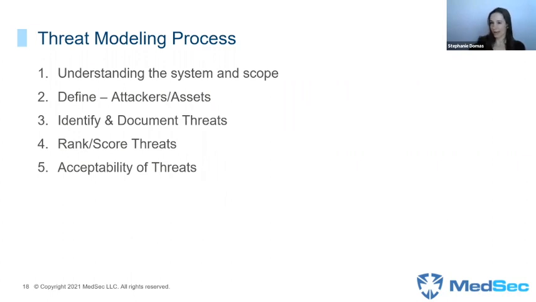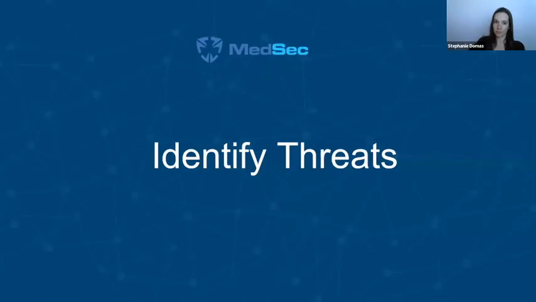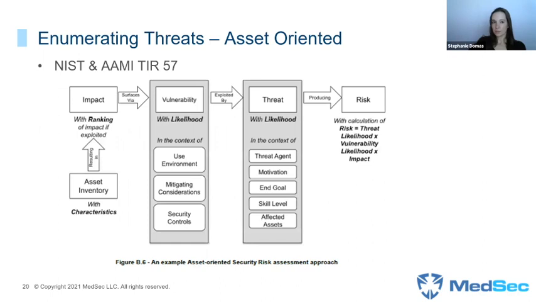So threat modeling process, so that's kind of where it lives in your medical device life cycle. But now we're going to talk about how you do it. So the threat modeling process breaks down into a couple different phases. First, you just have to understand the system and scope. Next, you're going to define your attackers or your assets, right? And we'll talk about how it depends which one of those methodologies you chose. Then you're going to actually document your threats. You're going to rank them in some fashion and decide whether or not you accept them or you need to do something about it.